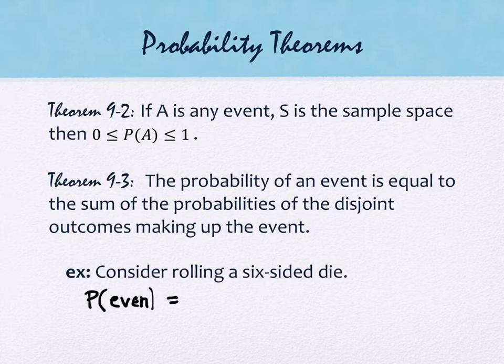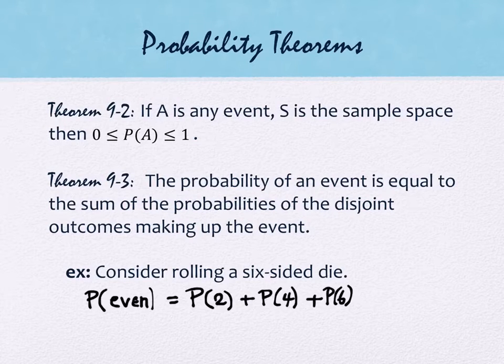Well, what this theorem above is saying is that that's the same as taking the probability of rolling a 2 plus the probability of rolling a 4 plus the probability of rolling a 6. Because you can only do one of those things. You can't have both of those things happen. You can't roll a die and it land on both 2 and 6, right? One die, I've got one outcome.